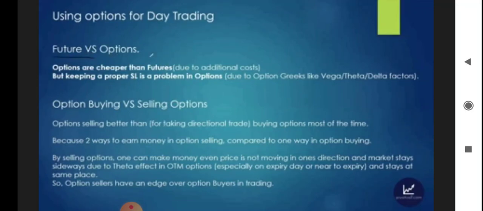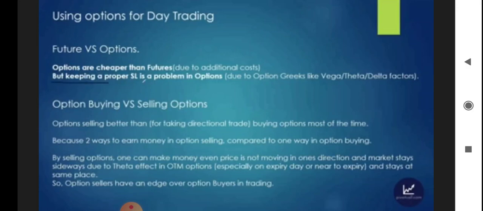First, let us discuss whether future is better or option is better. If you ask me, both have pros and cons. Options are cheaper, so many people trade in options because it is cheaper than futures. Brokerage is the same in both future and option, but additional costs like STT, turnover tax, and all this are very high when you trade in future. Brokerage is the same, but other things are very expensive in future. But option also has a problem.